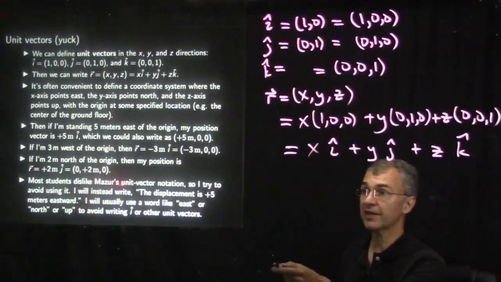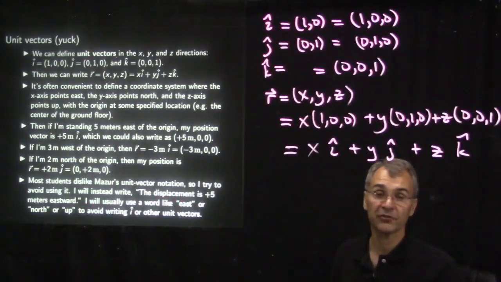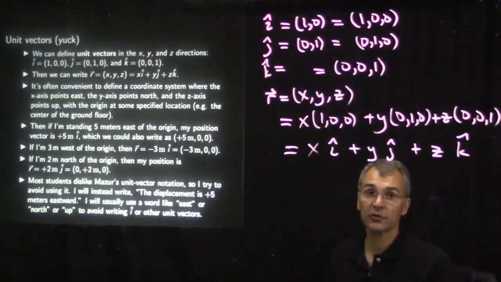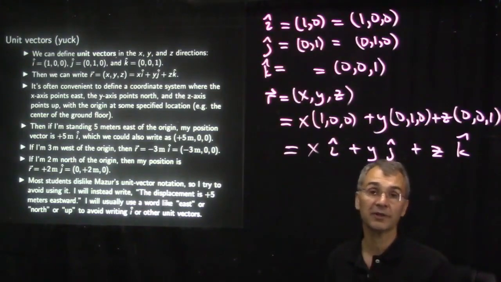Most students really dislike the unit vector notation from the textbook, so I try not to write it. Instead, I'll say the displacement is plus 5 meters east, or I'll use a word like east, or north, or up, or forward, or backwards, so that way I avoid writing i hat and other unit vectors. But you should know what they are because you'll see them in the book.